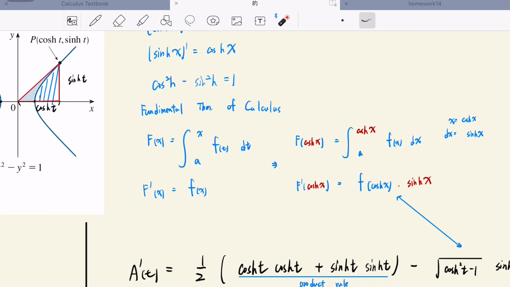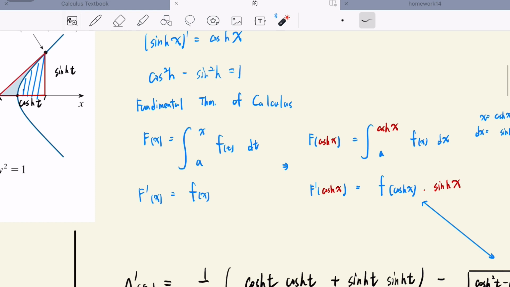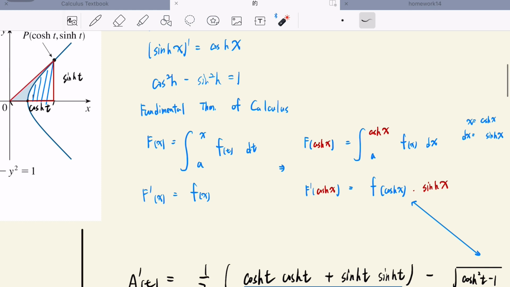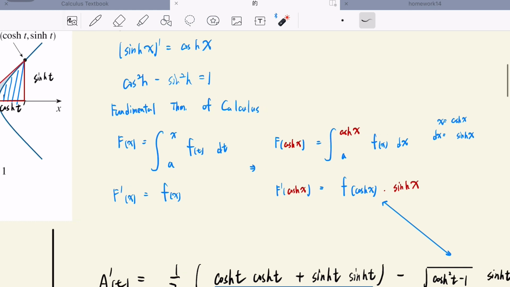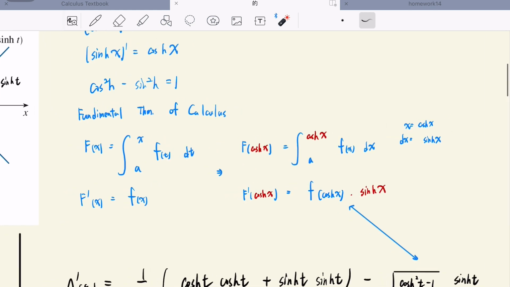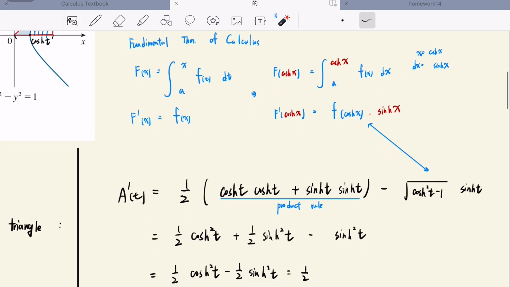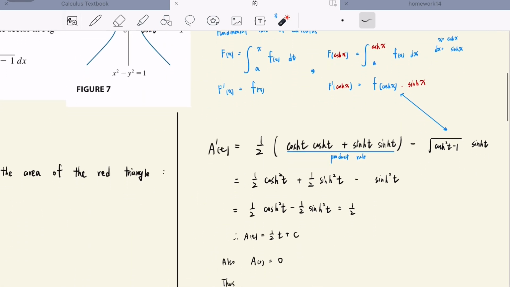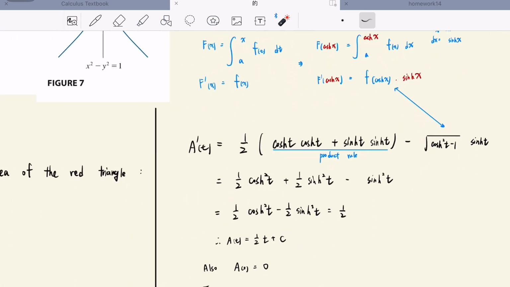So let's take a look at it. It states that if capital F of x equals this, then the derivative of capital F of x equals lowercase f of x. And this is the fundamental theorem of calculus. Okay, so now we have all the properties we need, so we can look at the derivative.